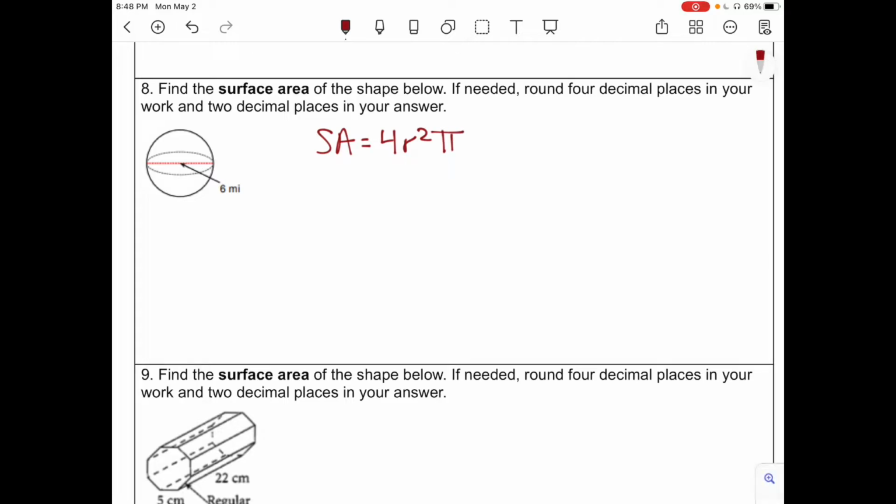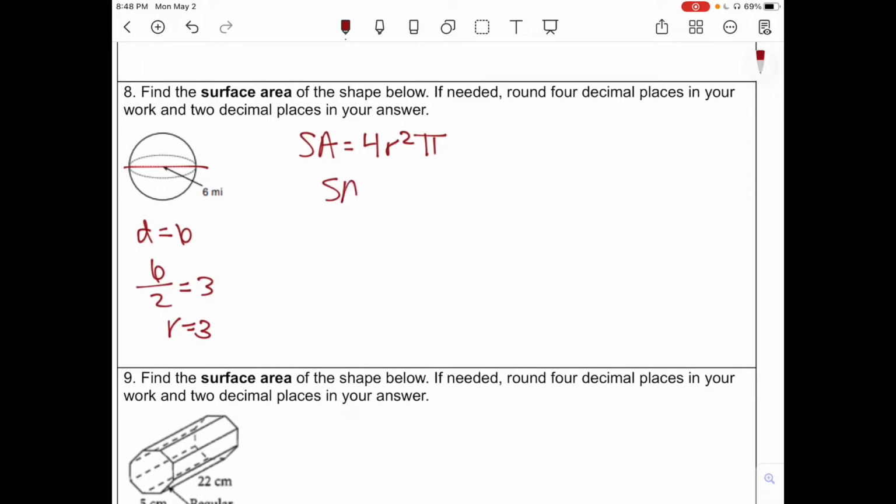And then we do have diameter, so we want to take that and cut it in half to find the radius. So radius is 3. And then I'm going to plug it in the formula. So 4 times 3 squared pi. And then because it says round 4 in your work and 2 in your answer, that means we get to put every single thing in the calculator. So 4 times 3 squared times pi. Make sure you're using the pi button.